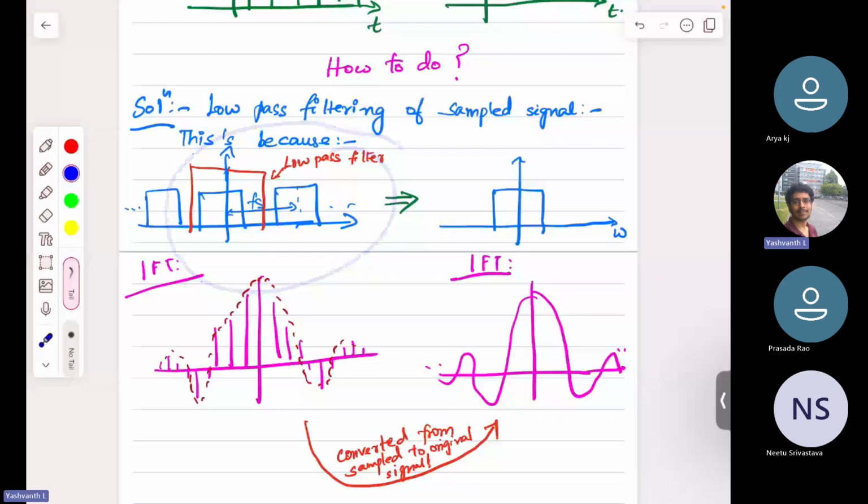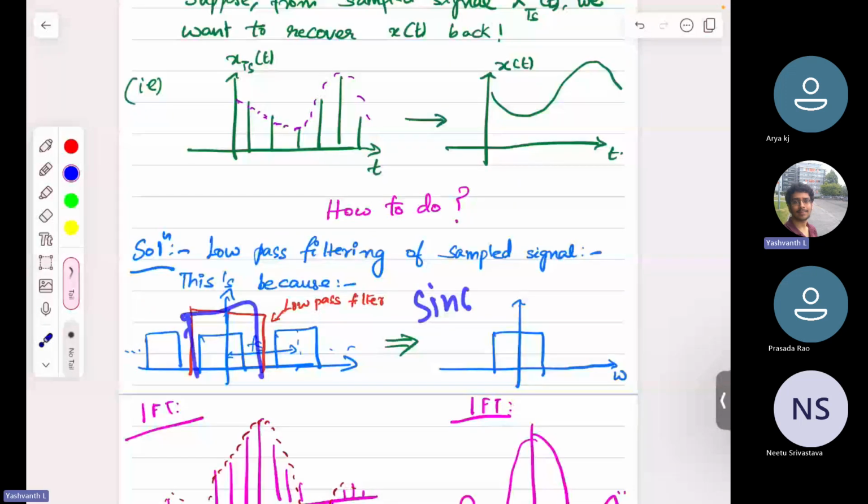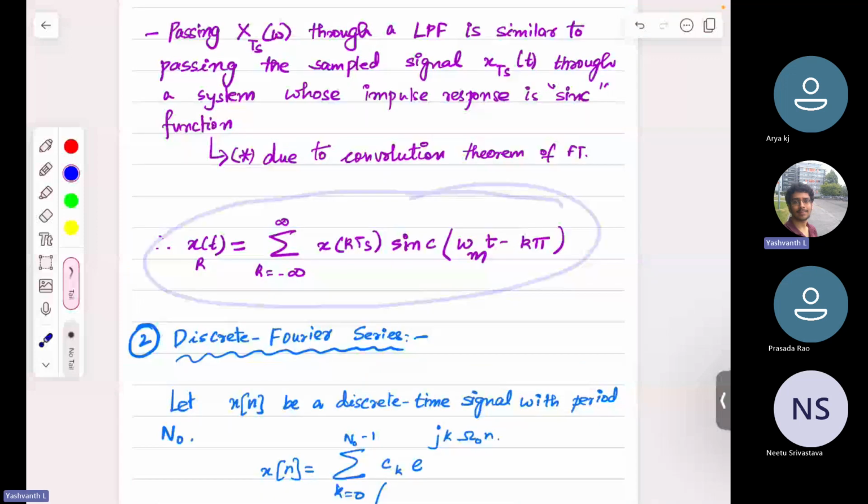And that is precisely what you see in this equation. You can recover your actual continuous time domain signal, called xr of t, which is equal to the convolution of your sampled signal and the sinc function. Why sinc function? Because the low pass filter's impulse response is a sinc function. And why convolution? Because I'm doing a product of the Fourier transform of the sampled signal and the low pass filter's response. Since I'm doing a product in the frequency domain, the time domain will have a convolution. And that is precisely your expression for the recovered continuous time domain signal x of t.